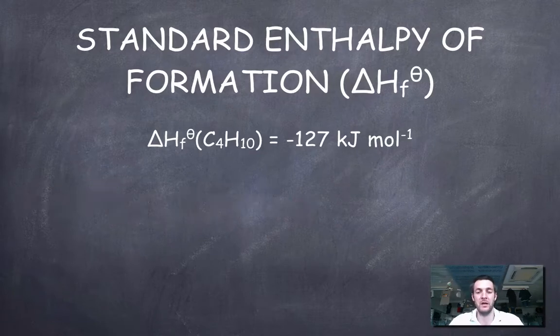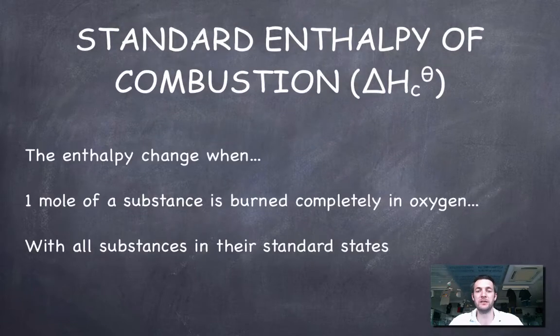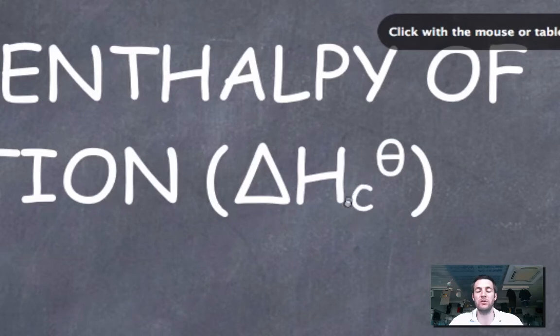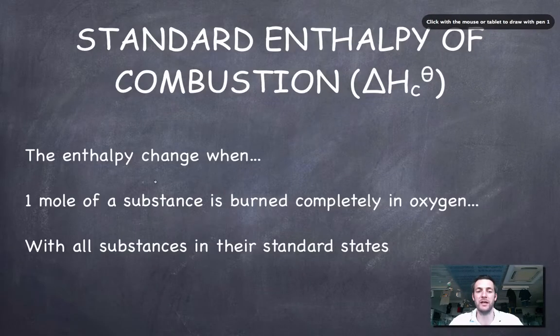Okay, here's our next definition, and again looking at the symbols first, you can see that all that has changed is that the F has turned into a C, so we've now got delta HC standard symbol, or delta HC theta, standing for the standard enthalpy change of combustion. So this is the enthalpy change when 1 mole of a substance is burned completely in oxygen, with all substances in their standard states.